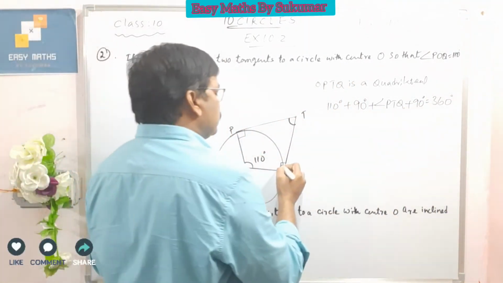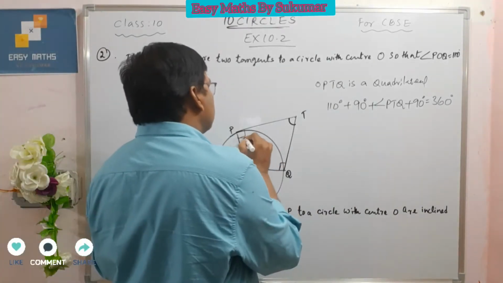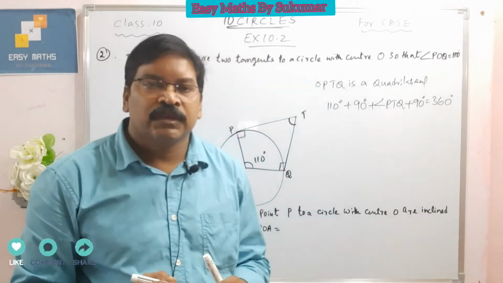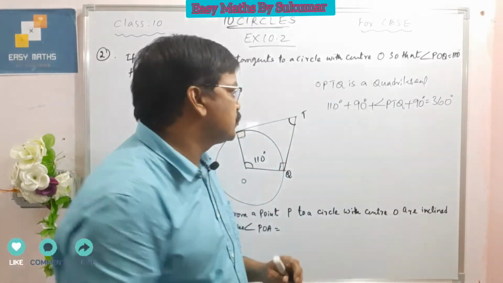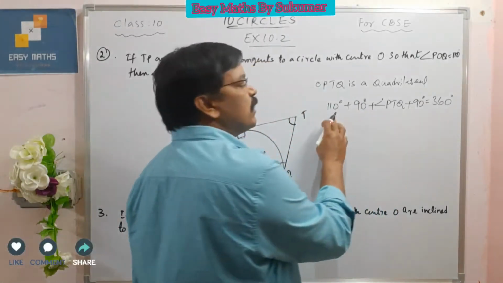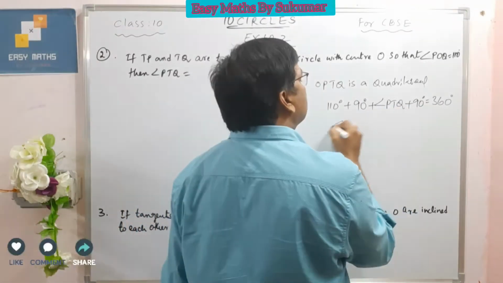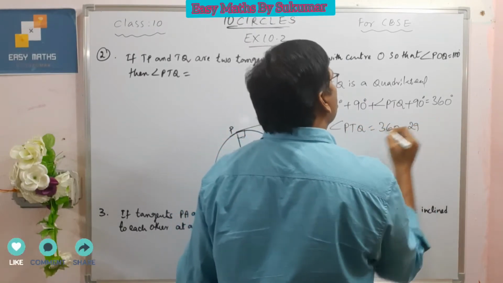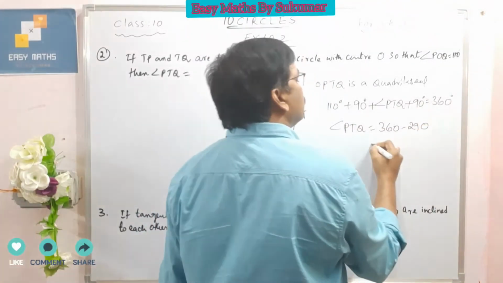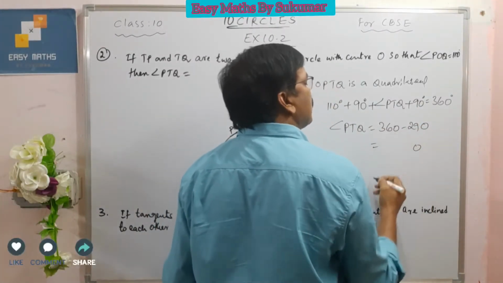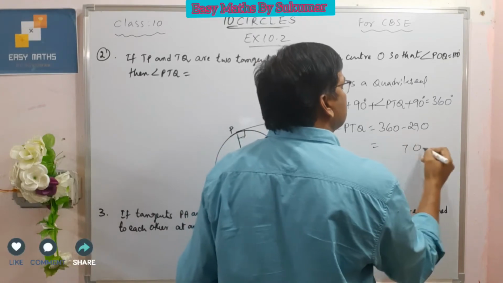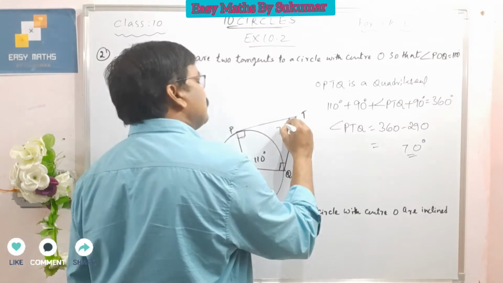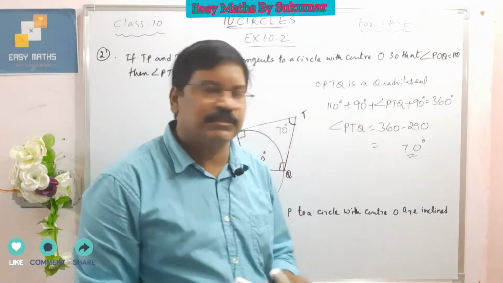See here, I just used theorem 10.1, and I also used that the sum of the interior angles of a quadrilateral is 360 degrees. So my dear students, here 90 plus 110 is 200, 200 plus 90 is 290. That means angle PTQ is equal to 360 minus 290. 16 minus 9 is 7. So this is 70 degrees. So what is this angle, my dear students? This is 70 degrees. I hope you understand this.